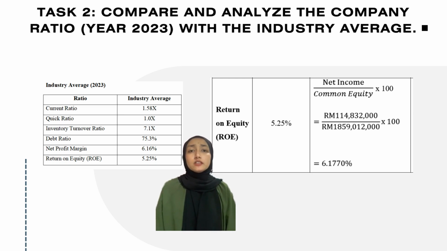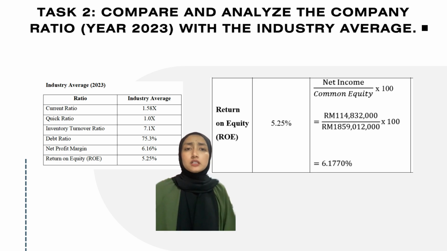However, for the return on equity, given that the industry average is 5.25% and the return on equity we get is 6.18%. The analysis for the ROE is Aeon Co Berhad shows a bad performance compared to the industry average. This shows the business is not efficient in using equity to generate income.